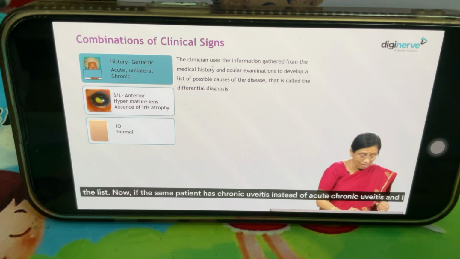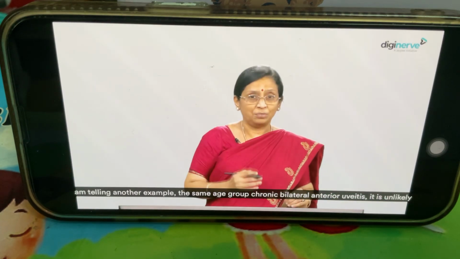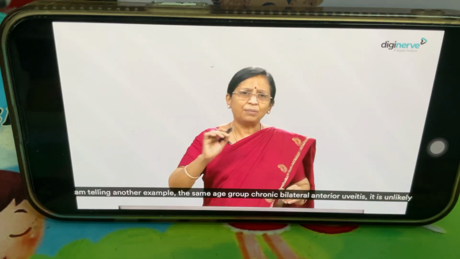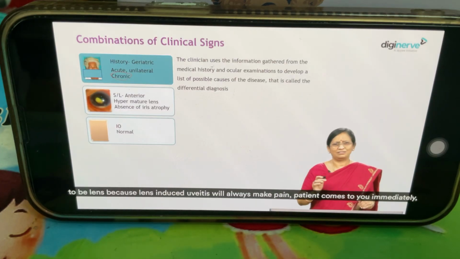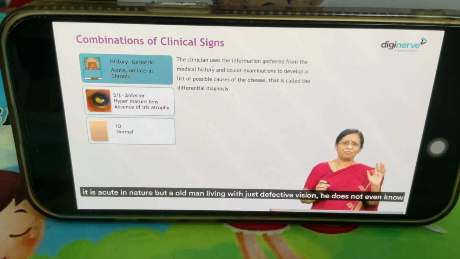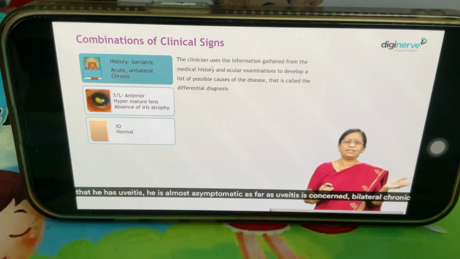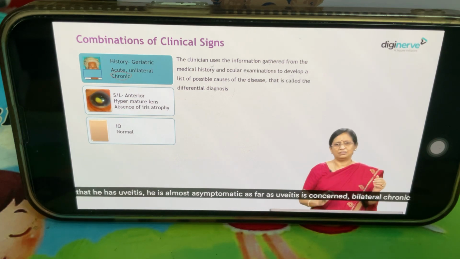Now, if the same patient has chronic uveitis instead of acute, I am telling another example: the same age group, chronic bilateral anterior uveitis, it's unlikely to be lens-induced. Because lens-induced uveitis will always cause pain, the patient comes to you immediately, it is acute in nature. But an old man living with just defective vision, he doesn't even know that he has uveitis, he is almost asymptomatic as far as uveitis is concerned.